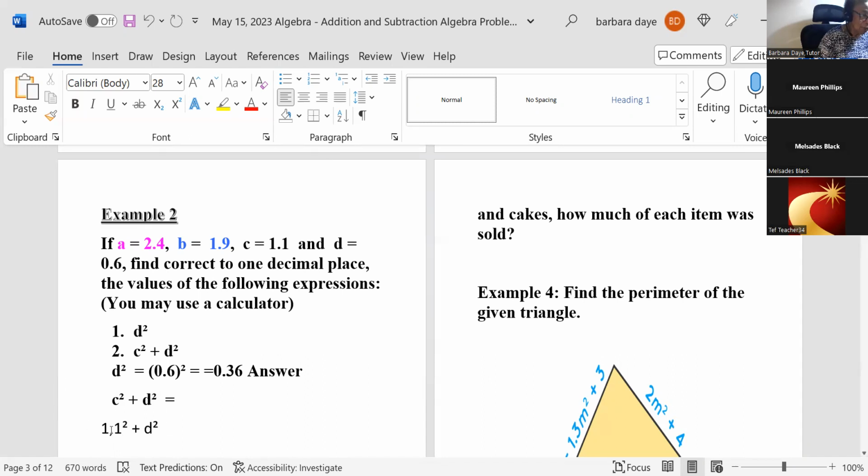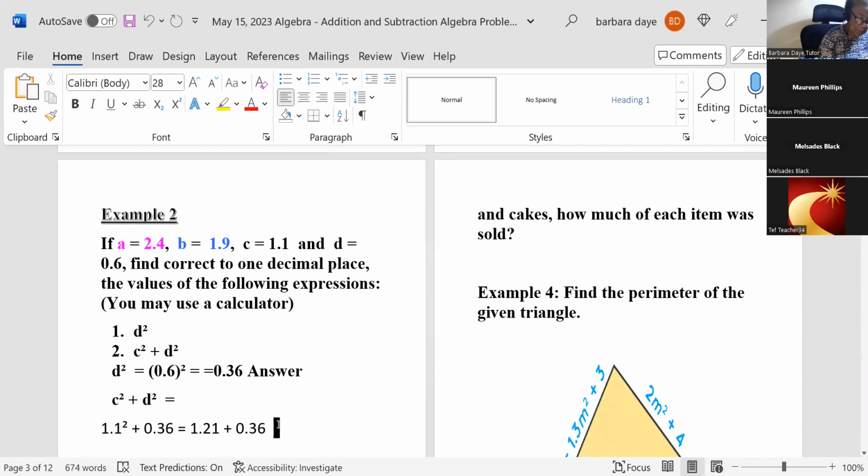Okay, that's a decimal point, not a comma. And the D, we already know that's 0.36. We already solved that, right? And 1.1 squared is 1.21, right? So that's equal to 1.21, and add that to the 0.36. And this is a decimal point, not a comma.